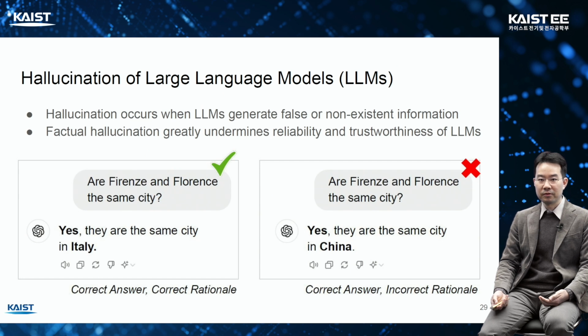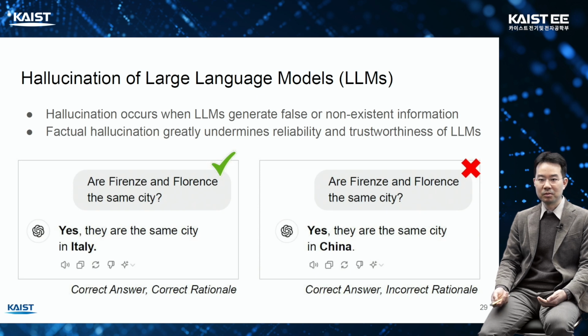The motivation of this research is that large language models are very useful, but they also hallucinate a great deal. Hallucination occurs when LLMs generate false or non-existent information. And factual hallucination greatly undermines the reliability and trustworthiness of LLMs.